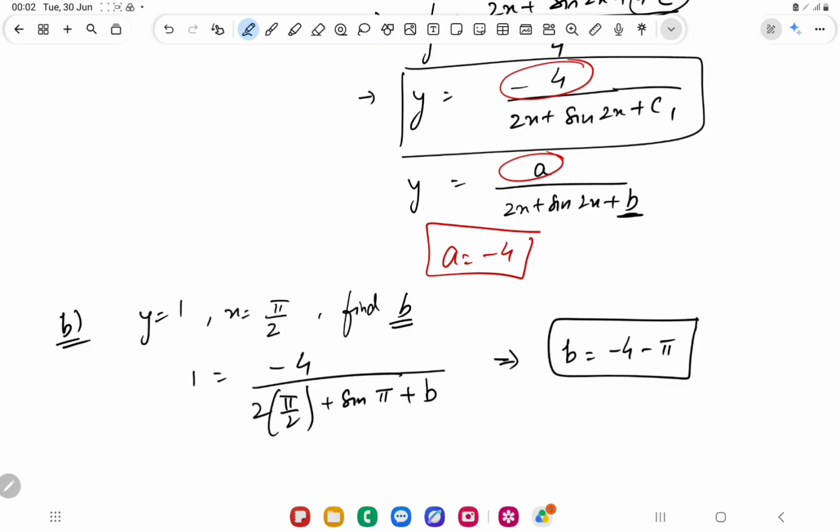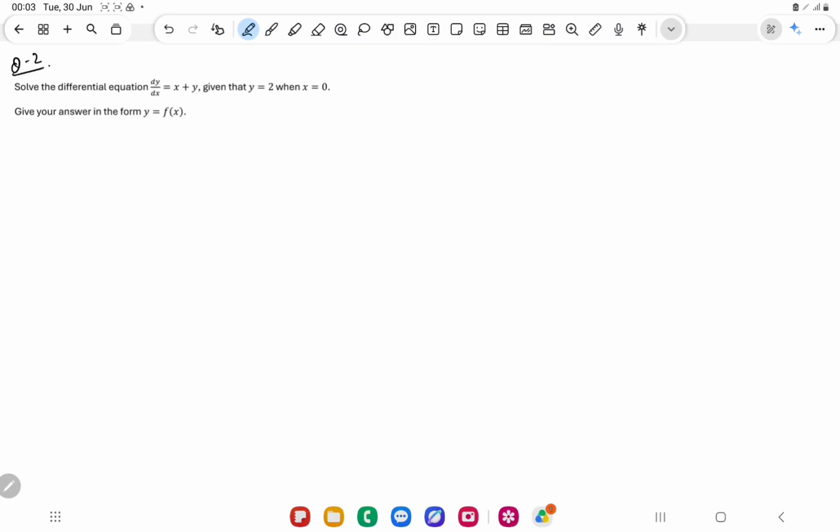So now let's move to the next question. In this question you have to solve the differential equation, and some condition is also given to me, and my answer should be in this form.